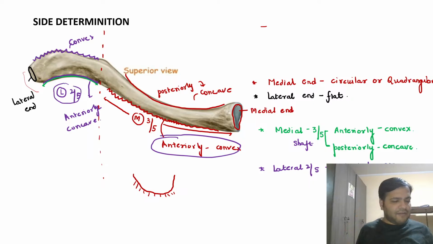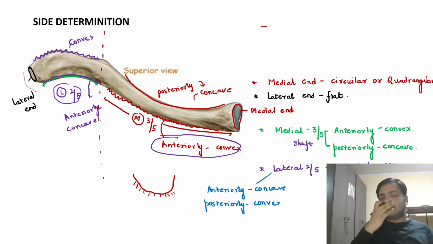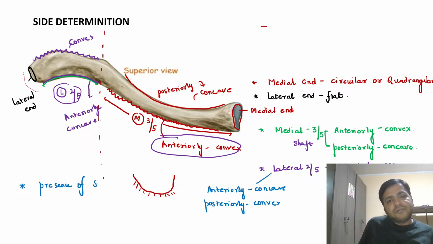And after that, the point that is very much important and you have to keep in mind while locating the clavicle. Okay, lateral 2/5. Okay, guys, you can write it over here. Anteriorly, it is concave, and posteriorly, it is convex. After this, one important point that you have to see, that is the presence of subclavian groove.